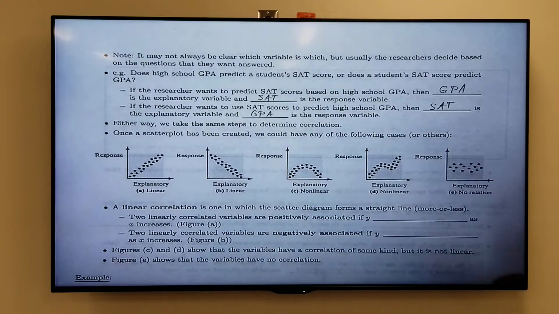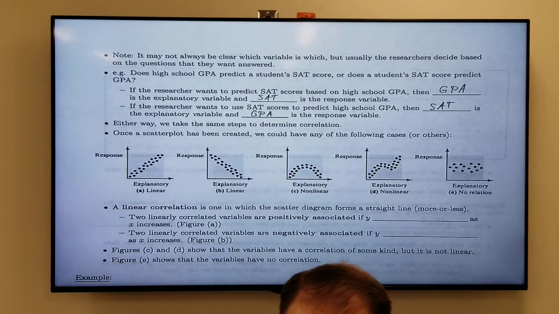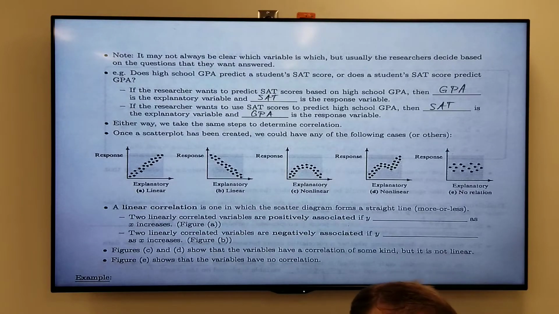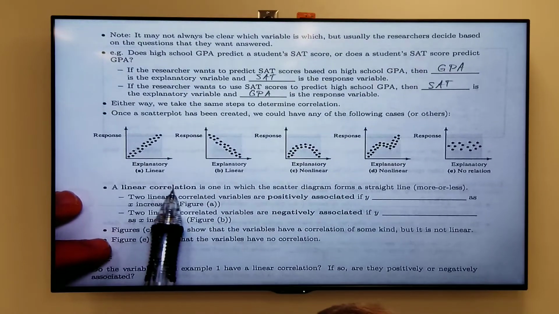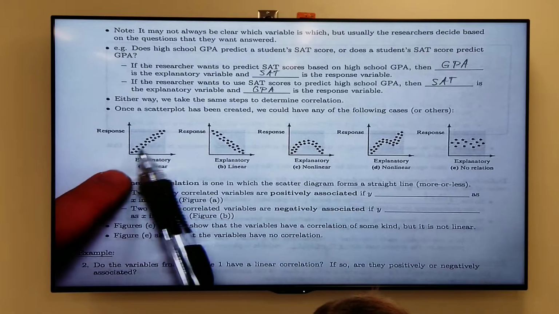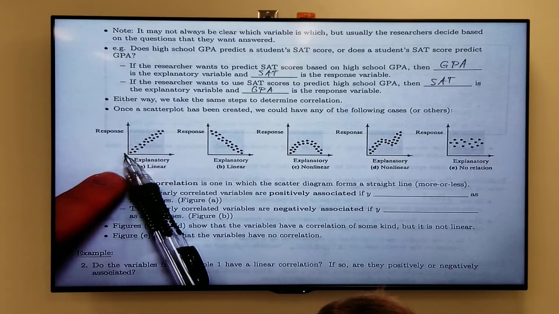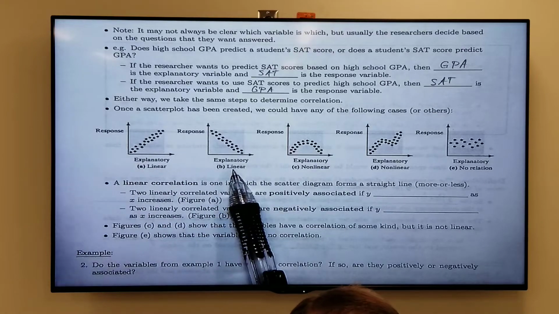Anyway, what we want to determine is whether or not there's a linear correlation. And for that, it doesn't really matter which one is explanatory and which one is response. We'll determine if there's a linear correlation between the variables in the same way regardless, right? So we make a scatter plot. Once we've created a scatter plot, we could kind of visually determine if we have a linear correlation, right? So if your dots form more or less a straight line, a positive straight line or a negative straight line, then we would say, yeah, there's a linear correlation.